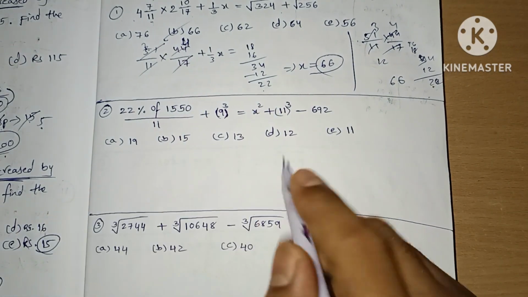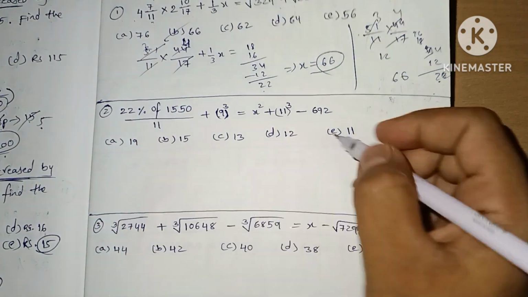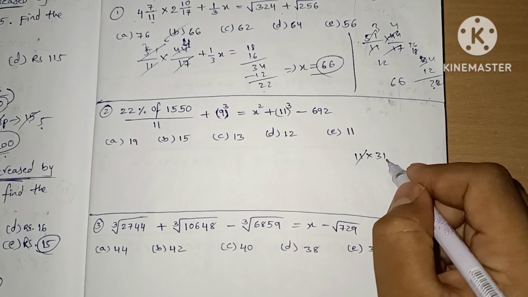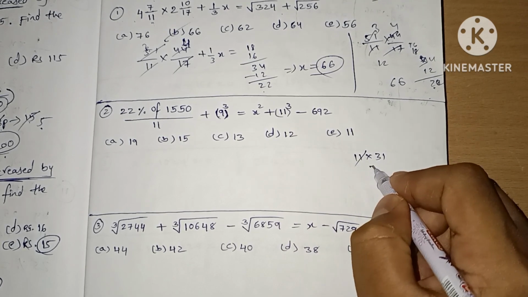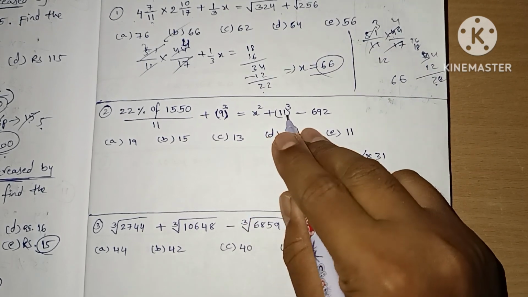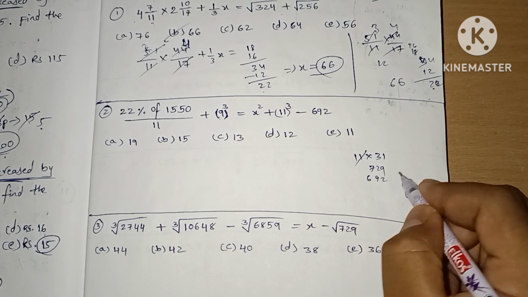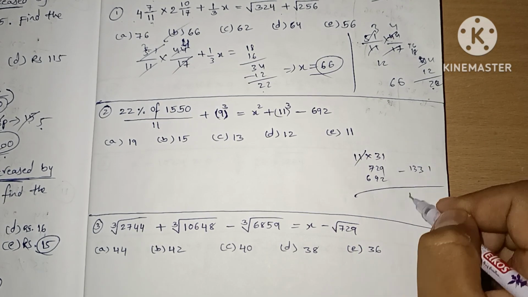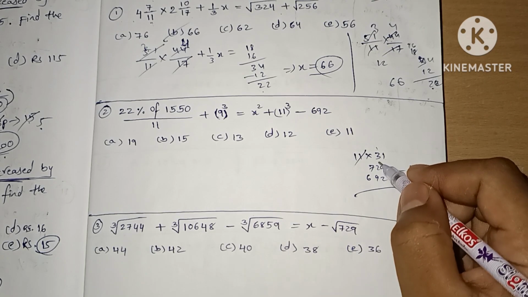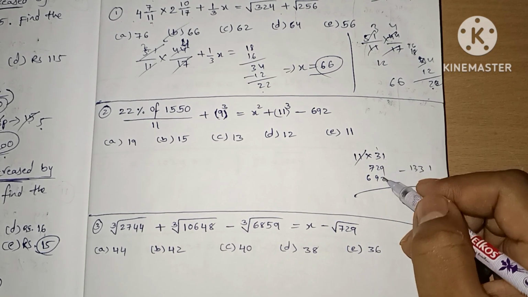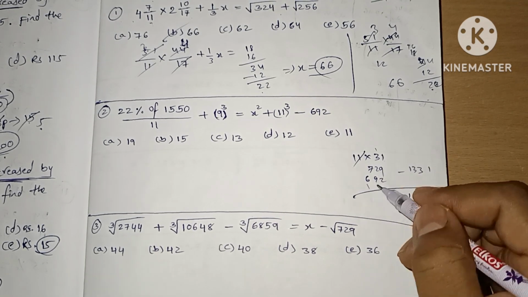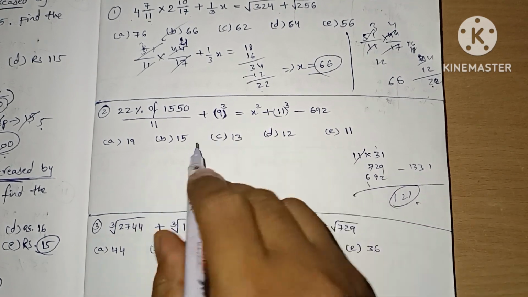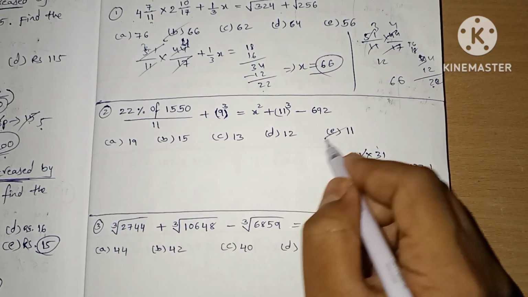Next, second question. This will be 11 into 31 divided by 11. Okay, 31 plus 729 here, 692 minus 1331. We need to eliminate 3, 10, 12, 13, 1, 121. 121 means 11, so the answer will be option 11.